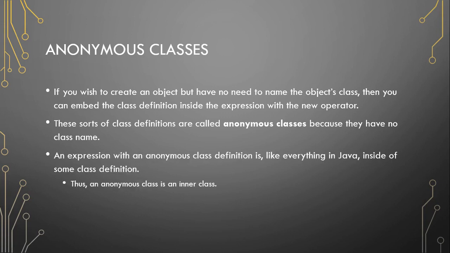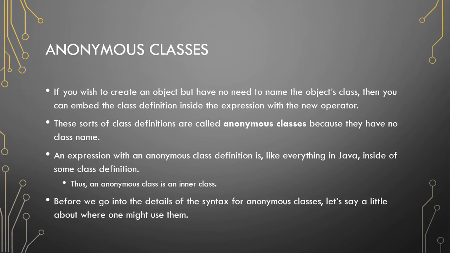Now, an expression with an anonymous class definition is, like everything else in Java, inside of some class definition. Therefore, an anonymous class has to be an inner class, all right, because it has to be inside of a class definition. You can't just make an anonymous class floating out by itself and then try to run it. No, you have to put it inside of another class definition.